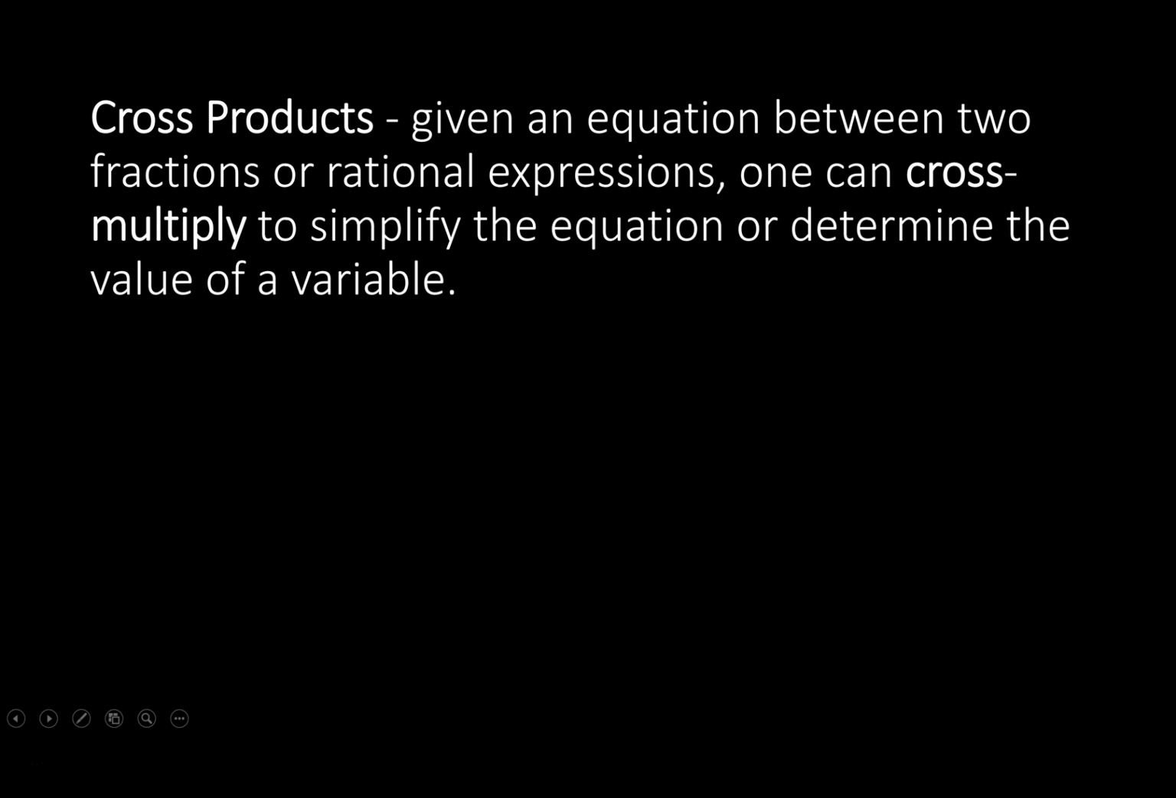Cross products. Given an equation between two fractions or rational expressions, one can cross multiply to simplify the equation and determine the value of the variable. So if I had something like 2 over 3 equals 3 over 4, these would be an example of proportions. Are they equal or not? We don't know yet, but some people used to think of it as cross multiplying, so 2 times 4 and 3 times 3. That's what people usually talk about.